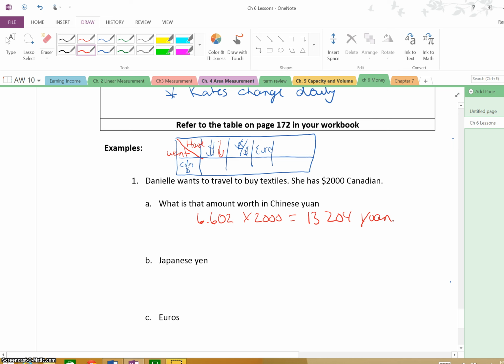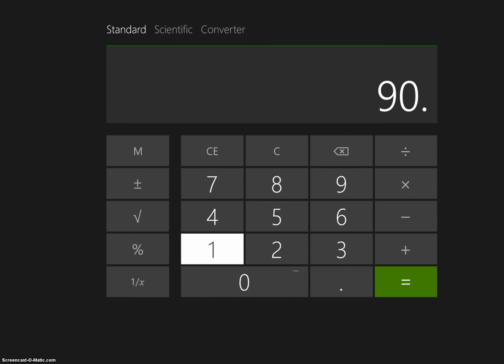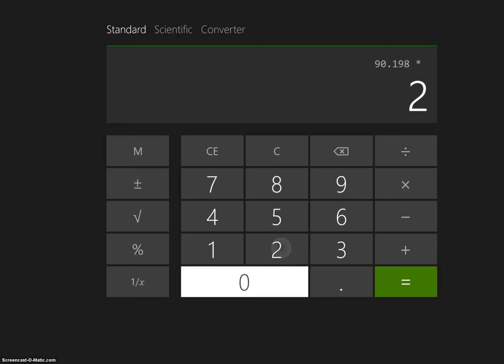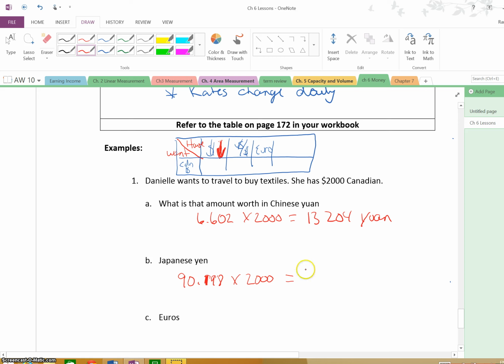Same thing with Japanese yen. I'm going to start here. So I have my Canadian dollar, and I want to go down. I want to find out what that's going to be in Japanese yen. So Japanese yen is 90.198. Times that by the 2,000 Canadian that I already have. So 90.198 times 2,000 is 180,396.